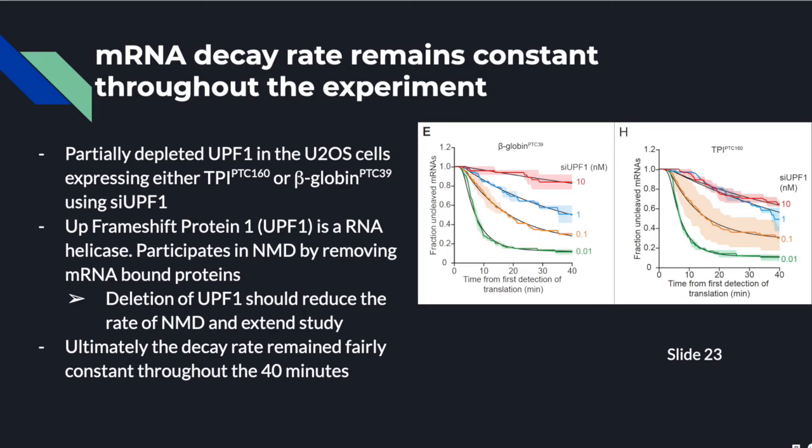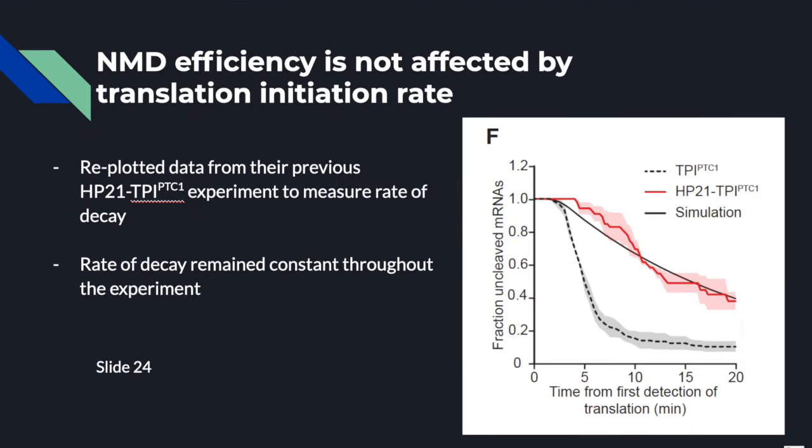What they found here was that the rate of decay still remained constant over the entire 40 minutes of the experiment. Next, they looked at whether NMD efficiency was affected by the translation initiation rate. They did this by replotting the cleavage kinetics from HP21 TPI PTC1. And again, the rate of cleavage was constant throughout the entire experiment, which suggests that the translation initiation rate does not affect NMD efficiency.